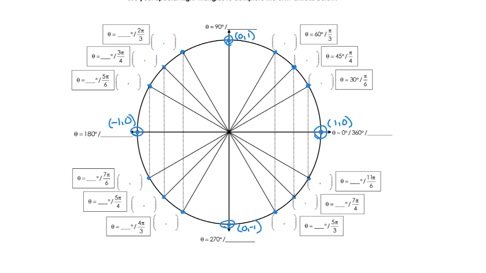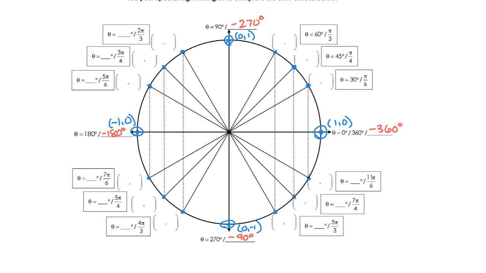We know that traveling around our unit circle, we have 0 degrees, 90, 180, 270, 360. If we go backwards around our unit circle, this would be negative 90 degrees, negative 180 degrees, negative 270 degrees, and negative 360 degrees.